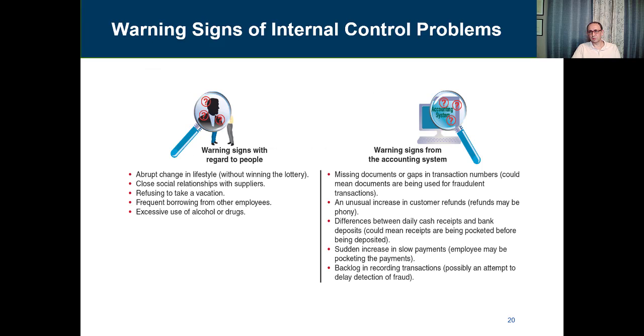So, warning signs of internal control problems. I think this is interesting, especially warning signs with regard to people, like an abrupt change in lifestyle without winning the lottery. So you suddenly find one of the employees driving an extremely luxury car, or spending money in a way that doesn't really match their income. Also, close social relationships with suppliers. Again, that's really a red flag.